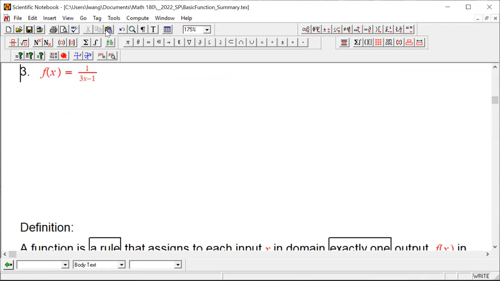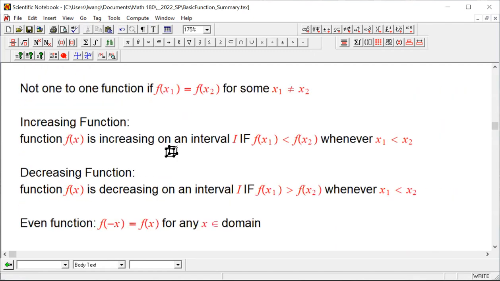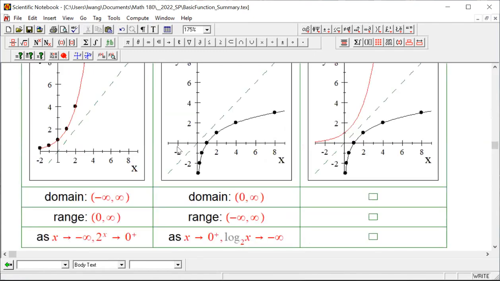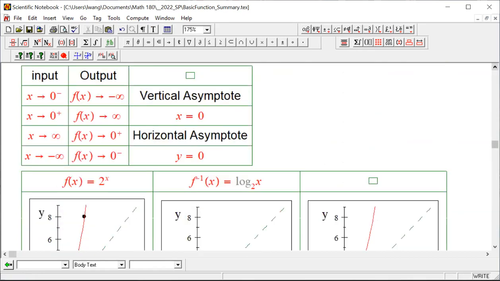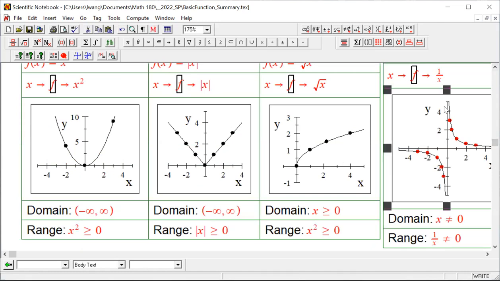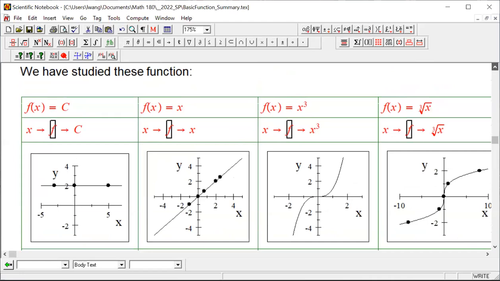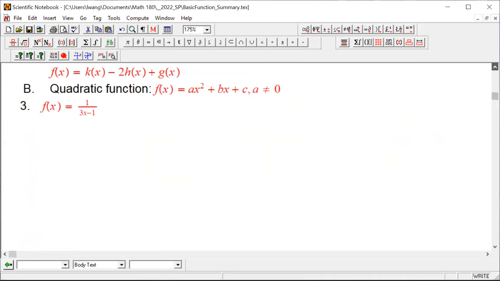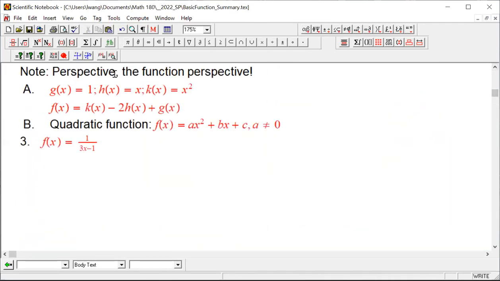What kind of function is this? Does it have anything to do with our basic functions? Absolutely. Where's our reciprocal function? What is our reciprocal function? This guy, right? 1 over x. So from the operations of functions perspective, what would it be?